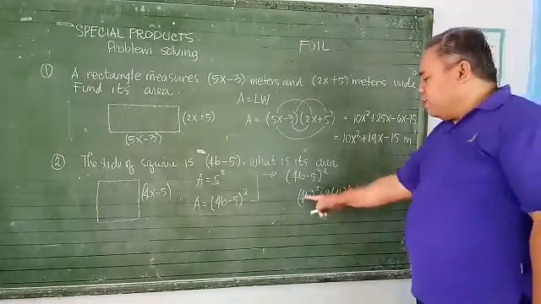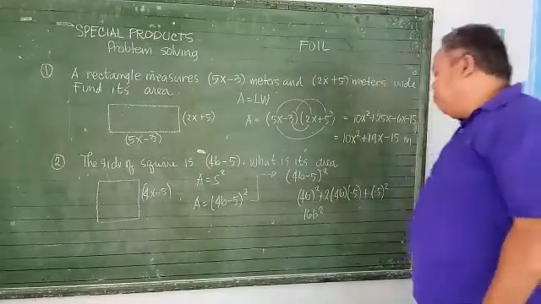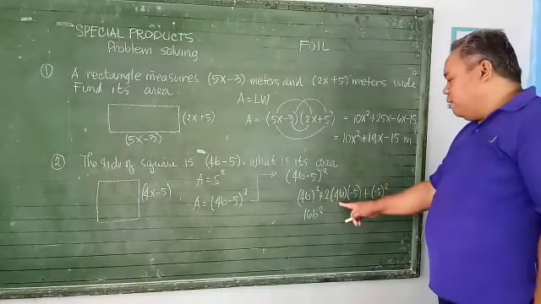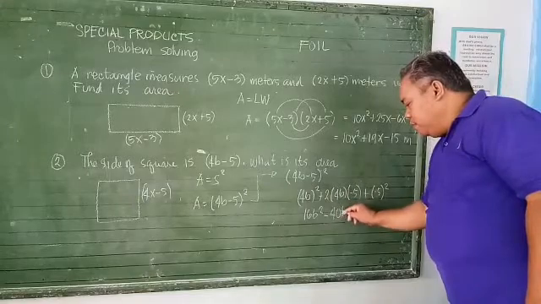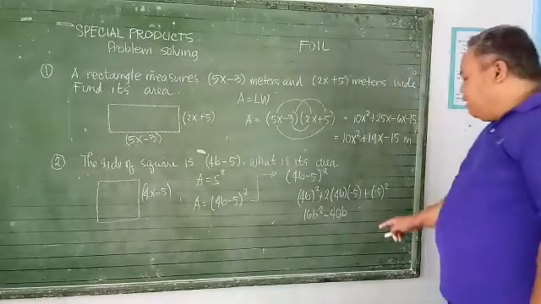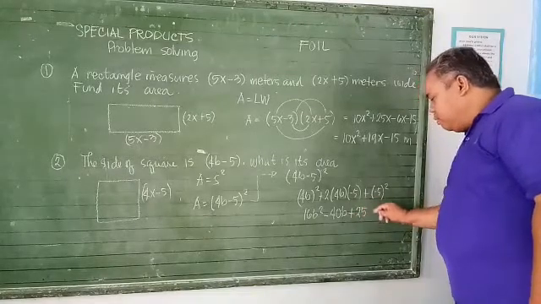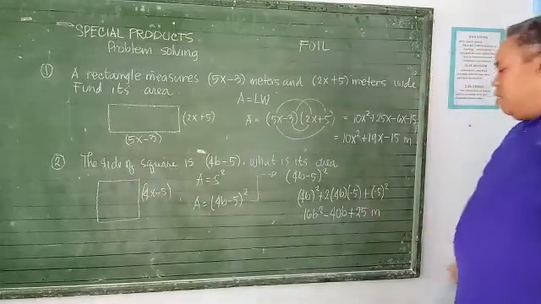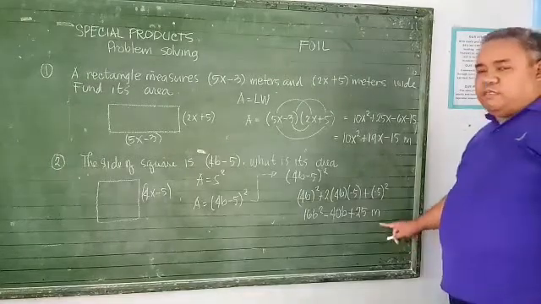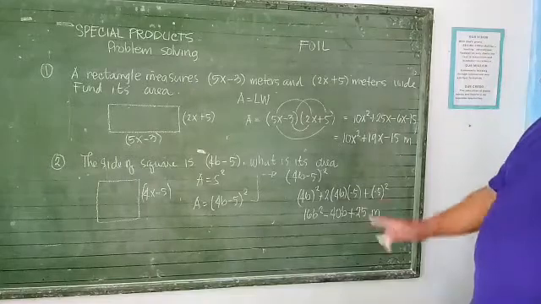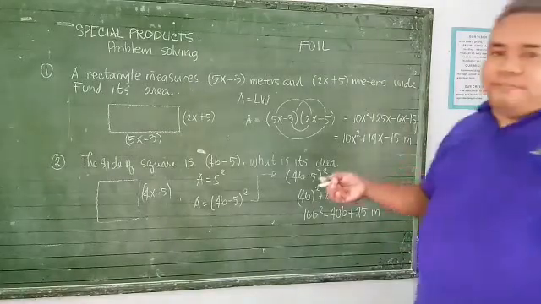Yan. So square natin ito, this gives you 16b squared. And then multiply natin 2 times 4, that's 8, times negative 5 will give you negative 40b. And then last term, square of negative 5 will give you positive 25. So that will be your answer: 16b squared minus 40b plus 25 square meters. That will be the area of the said square as stated the given side in the problem.